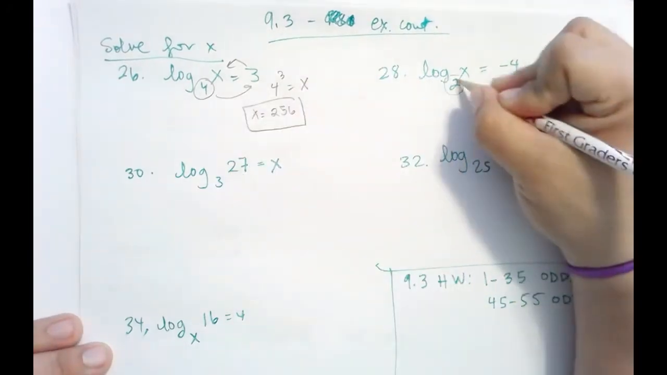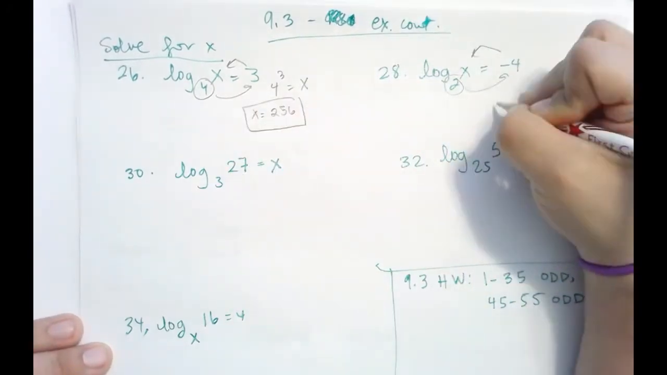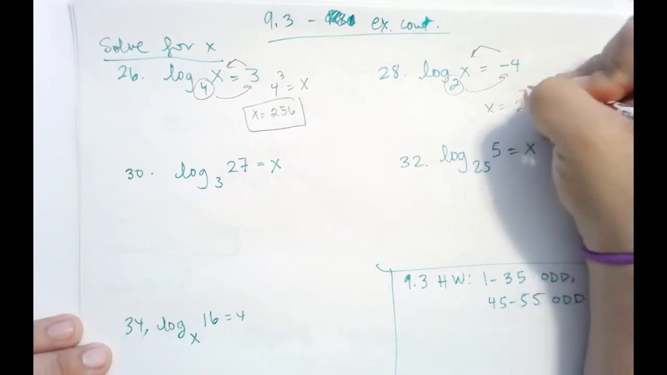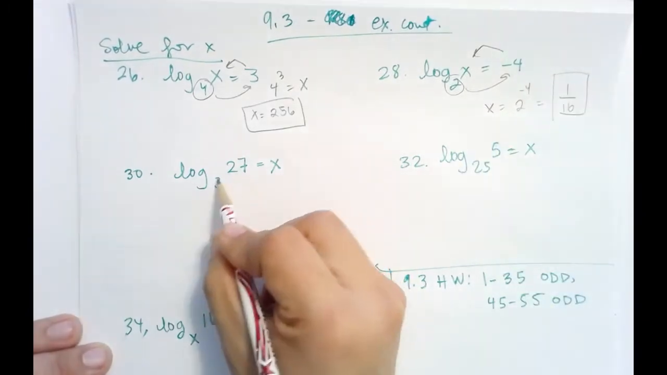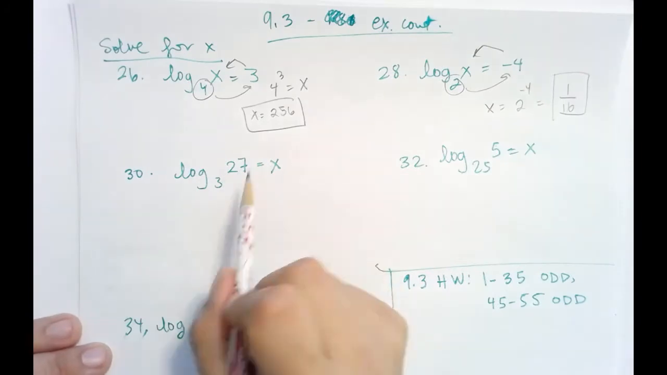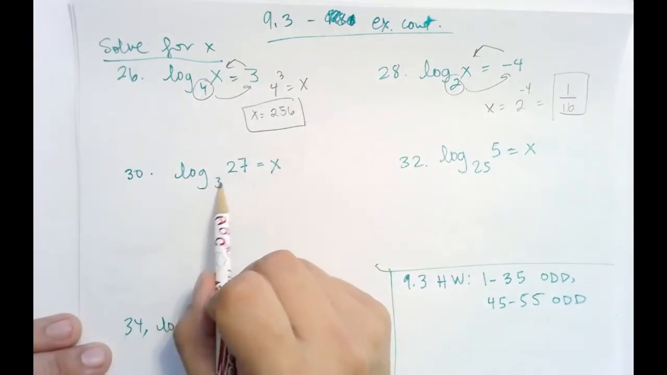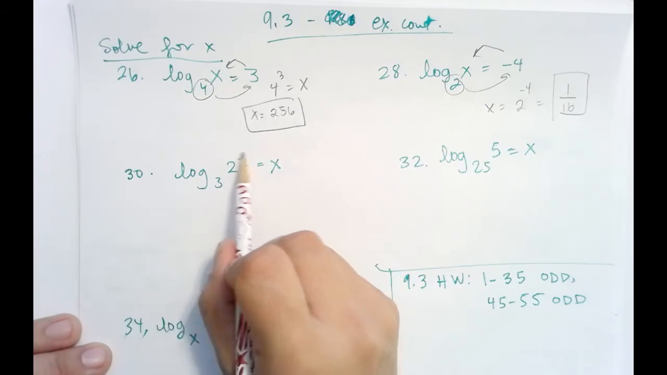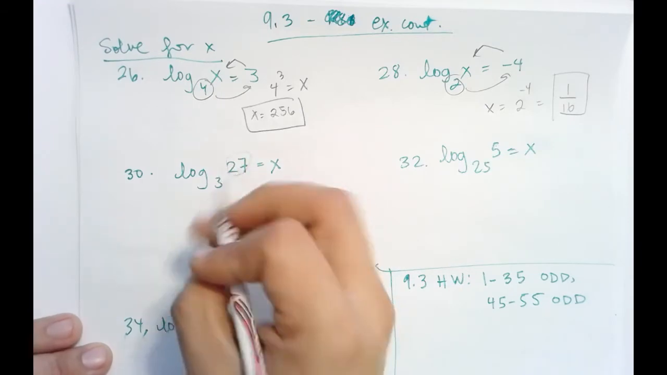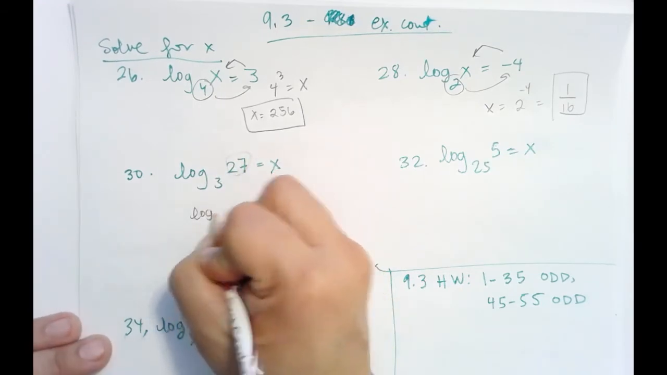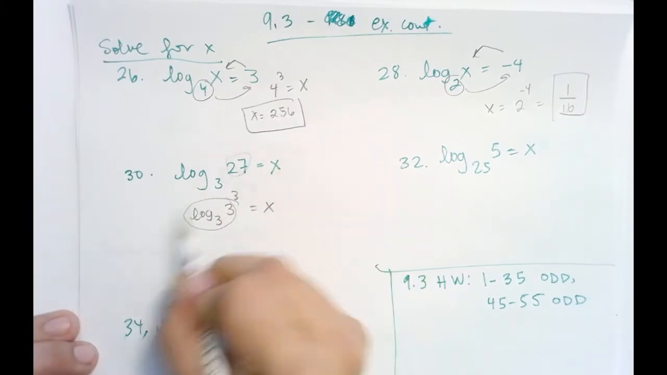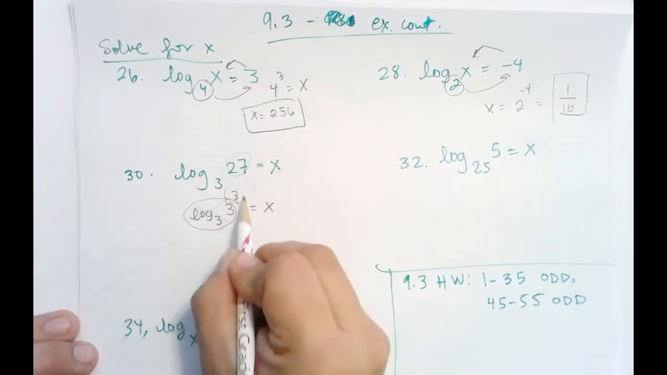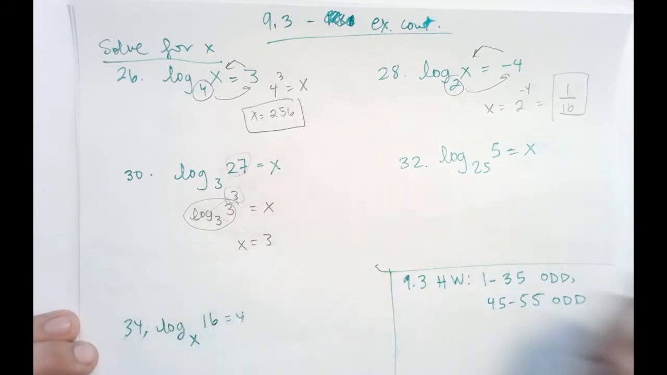And then here we get 2 to the negative 4 is equal to x. So x is equal to 2 to the negative 4, which is 1 over 16. Okay. Now here, the x is on the outside. So we observe that these two have a common base. I can rewrite 27 as 3 to the 3rd power. So observe. Now, because of the property of logs, this all cancels out and this comes down. So x is equal to 3.